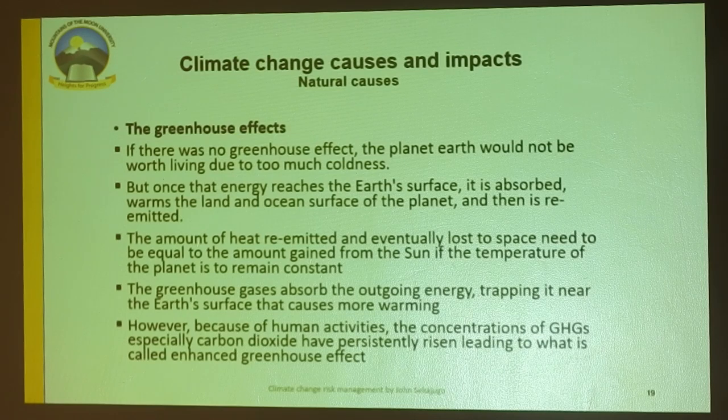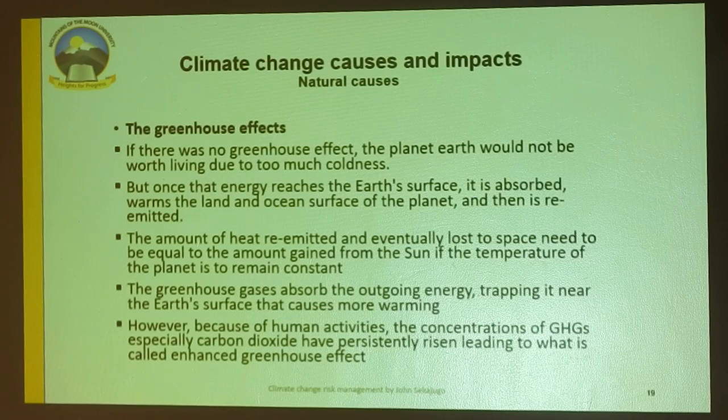Once the energy reaches the Earth's surface, it is absorbed, warms the land and ocean surface of the planet, and then it is re-emitted back to the atmosphere. The amount of heat re-emitted and eventually lost in space needs to be equal to the amount gained from the sun, if the temperature of the planet is to remain constant. So greenhouse gases absorb the outgoing energy, trapping it near the Earth's surface and causing more warming.